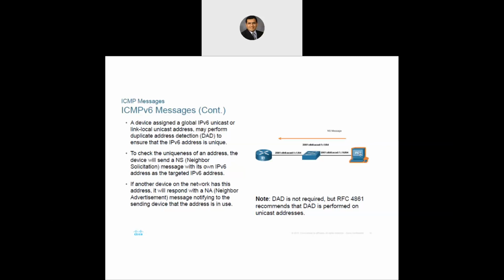At the same time, the host will be asked to use the loopback address of this router as its gateway. So the gateway of this PC is going to be the loopback address of this router. This is in the case of IP version 6.